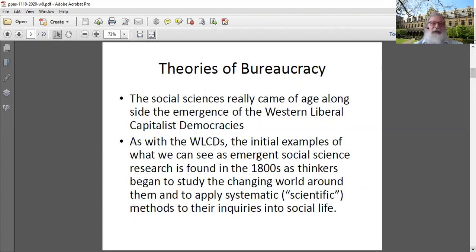As with the Western liberal capitalist democracies, the initial examples of emergent social science research are found in the 1800s, as thinkers began to study the changing world around them and to apply systematic or scientific methods to their inquiries into social life. And this was a really big change because up until the 1800s, almost all research on society was philosophical in nature. What are good norms?